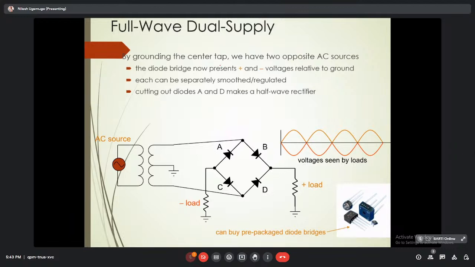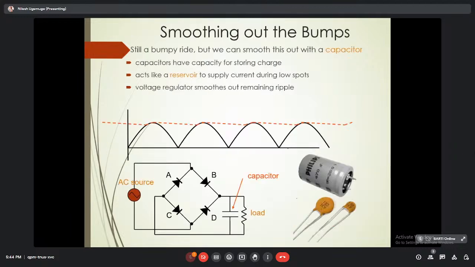By grounding the center tap of the transformer, as you can see here, we have used the two outputs of the step down transformer. We have two opposite AC sources, and the diode bridge now presents positive and negative voltages relative to ground. Each can be separately smoothed or regulated, and cutting out diodes A and D makes a half wave rectifier. So this is the rectification.